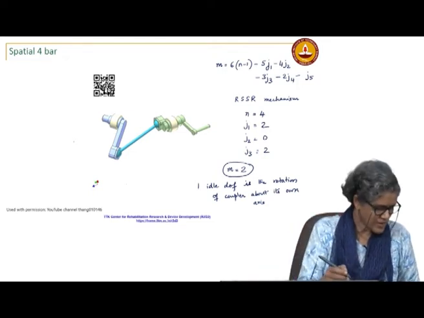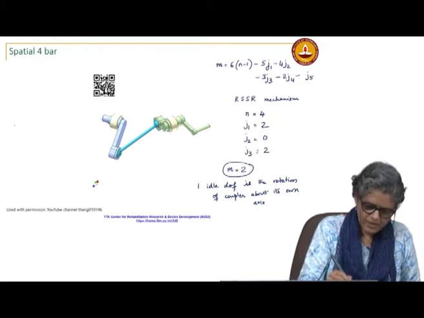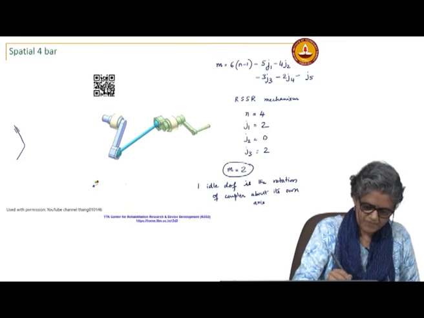Okay. So, if you had to draw the kinematic diagram of it, you would draw it something like this.